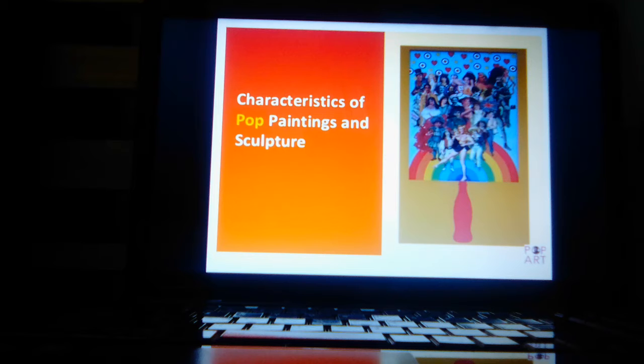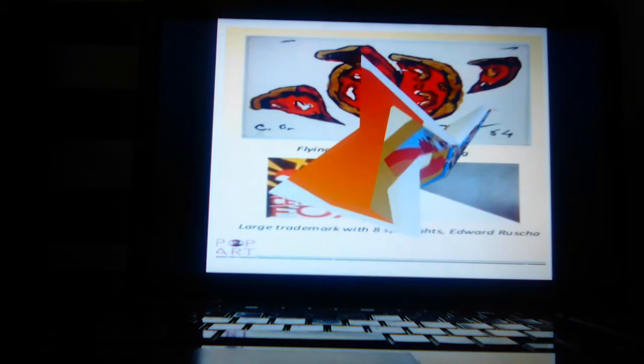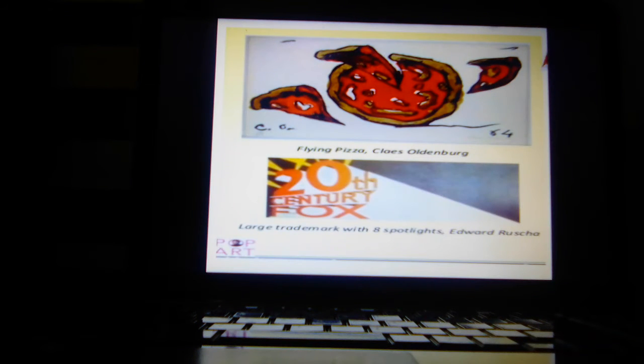Characteristic of pop paintings and sculpture. According to Lichtenstein, pop artists did images that anybody walking down the street could recognize in a split second, all the great modern things that the abstract expressionists tried so hard not to notice at all.